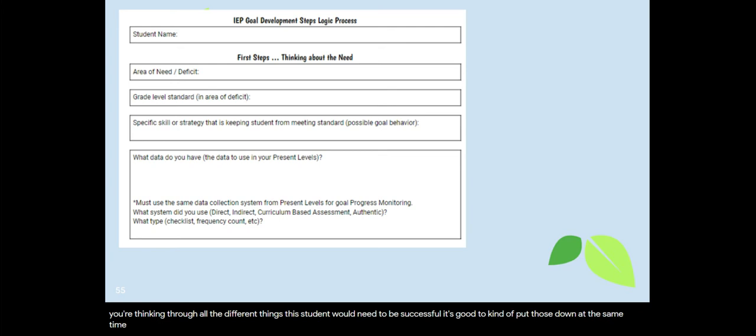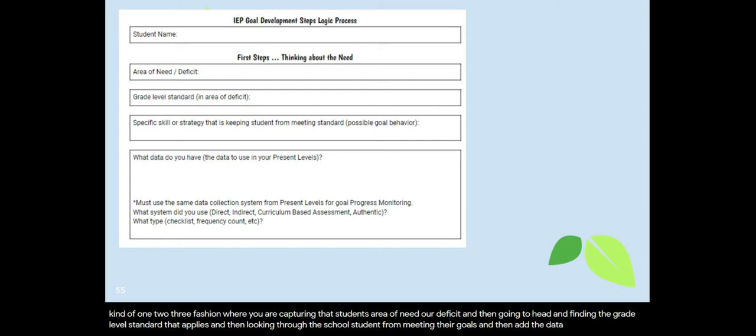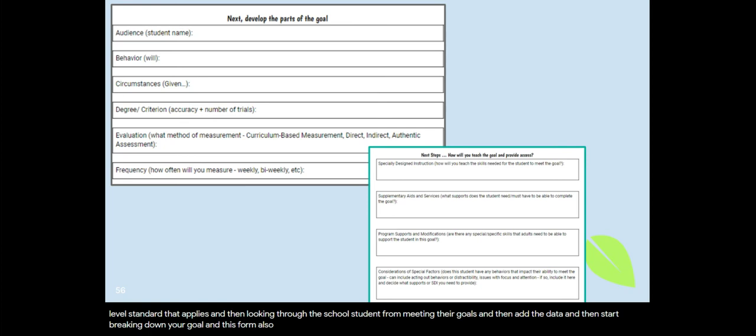In addition to that form, some of you might prefer to work in a different logic model. So we created this process that lets you do things in a kind of 1-2-3 fashion, where you are capturing that student's area of need or deficit, and then going ahead and finding the grade level standard that applies, and then looking through the skills and strategies that might keep that student from meeting their goals. And then add the data, and then start breaking down your goal. This form also gives you an opportunity to think about all the other areas of the IEP that we've started talking about, so that you've captured that all on one form and can put it in the IEP.